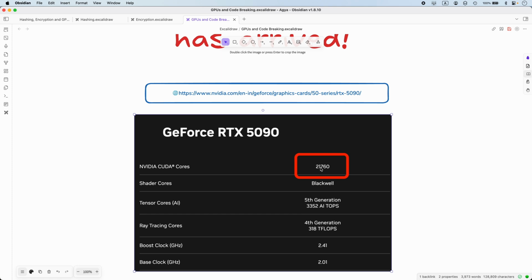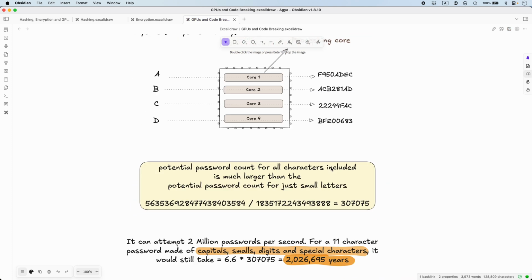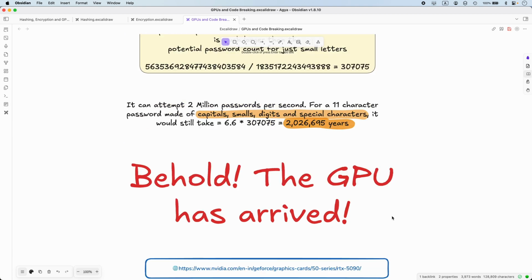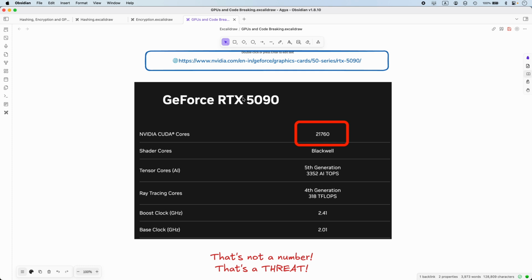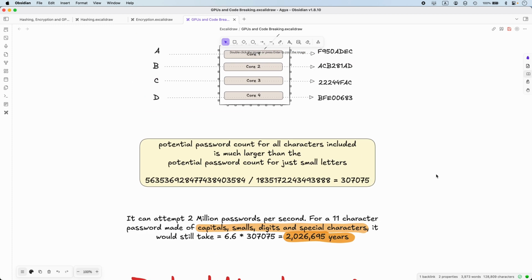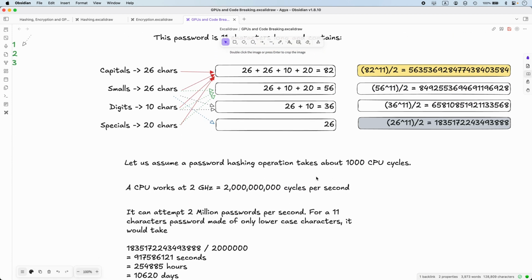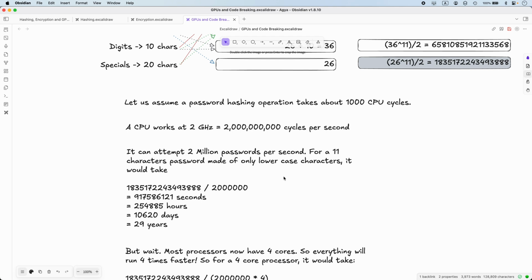There are 21,760 cores. We were talking about 4 for a normal processor. This guy has 21,760 processors. You can see the boost clock is 2.4 gigahertz and the base clock is 2. I wasn't very wrong when I assumed this, and trust me, I assumed. I didn't go back and change all the numbers. Where did it go? This one.